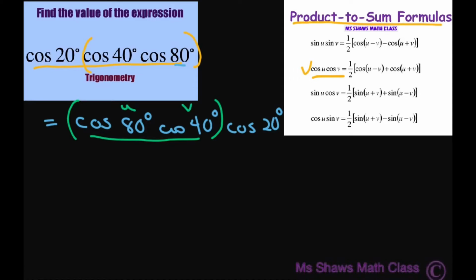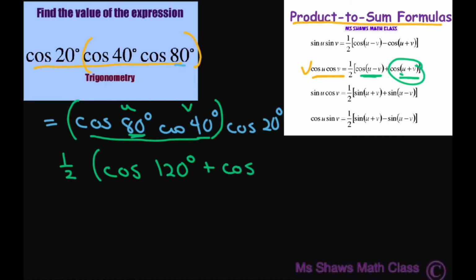So basically you're going to do 1/2. And this formula here has these opposite. I'm going to do the plus first. So you just write cosine, and then you add the angles. So 80 plus 40 is 120. All right. Then you put the plus, and then you subtract them. So 80 degrees minus 40 degrees is going to be cosine of 40 degrees. And then we're going to still have our cosine of 20 degrees.